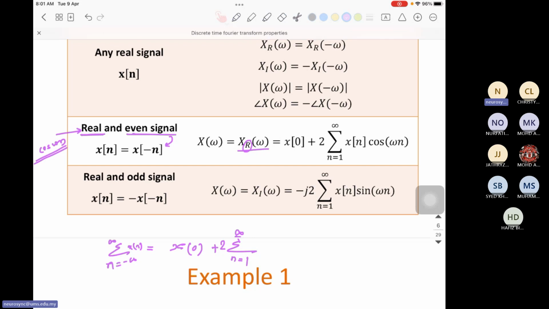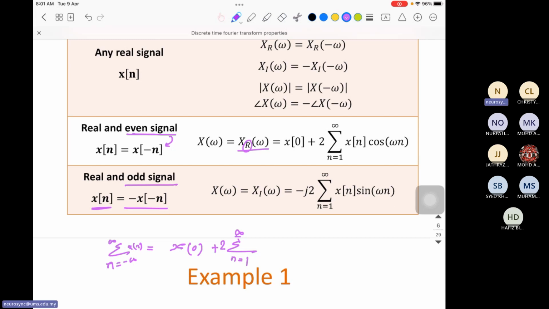Now, this real is not this real actually. Just a second. This real means just a real signal, a natural domain signal. Now, if this natural domain signal is an odd signal, what does that mean? x of n I can write as minus x of minus n.